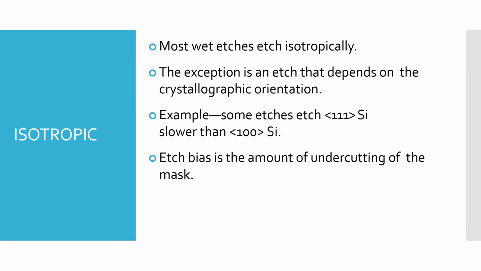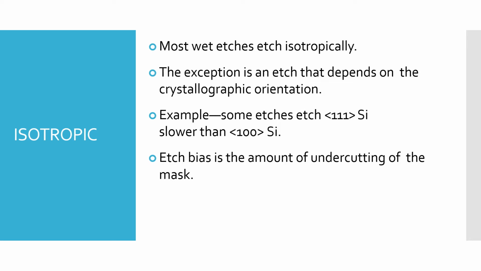Most wet etches etch isotropically. What does it mean to etch isotropically? Isotropically means the rate of etching in every direction is the same, either laterally or downward. The exception is an etch that depends on the crystallography. For example, some etches etch 111 Si slower than 100 Si. This is an exception in etching that depends on the crystallographic orientation.